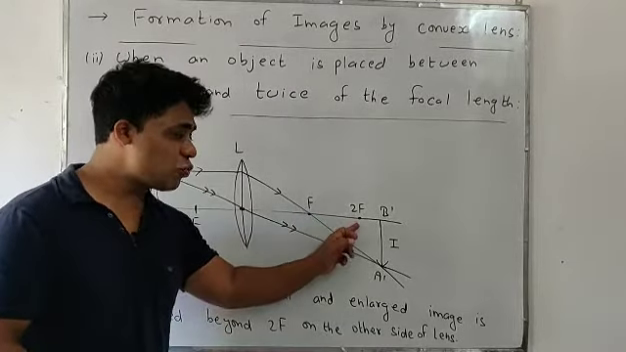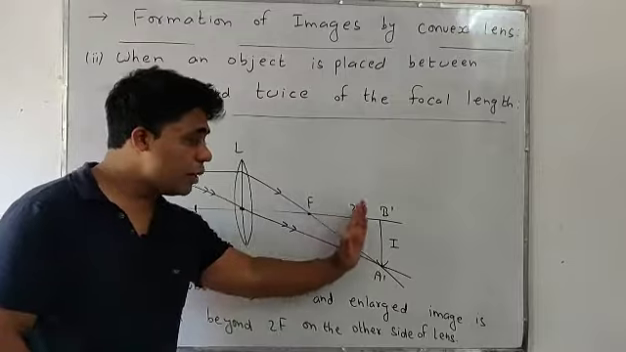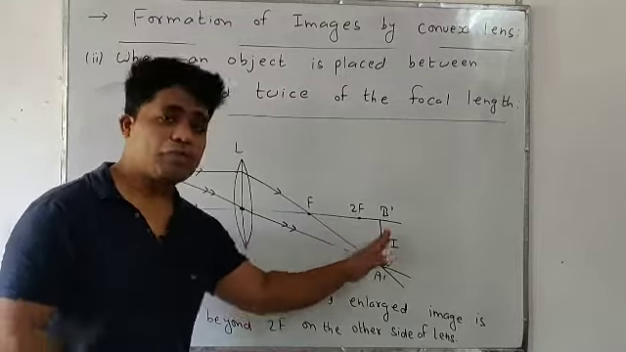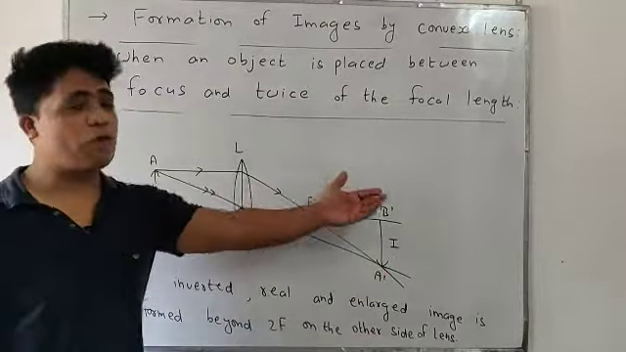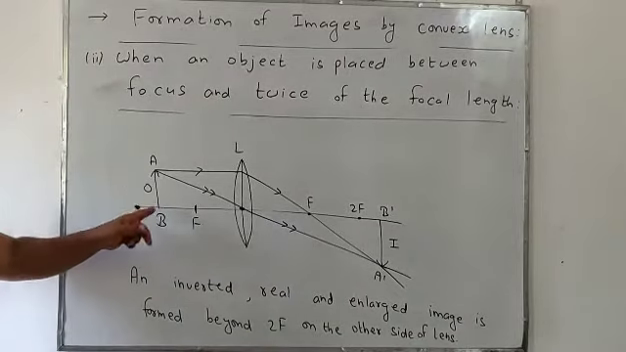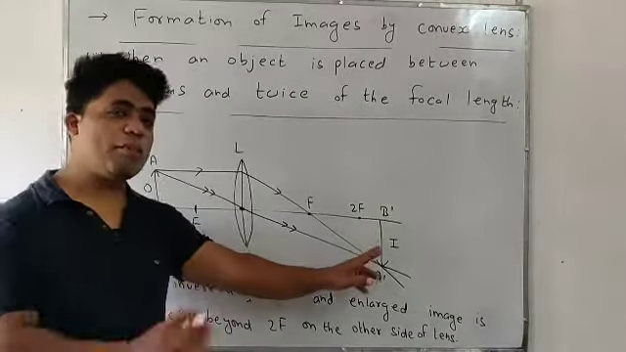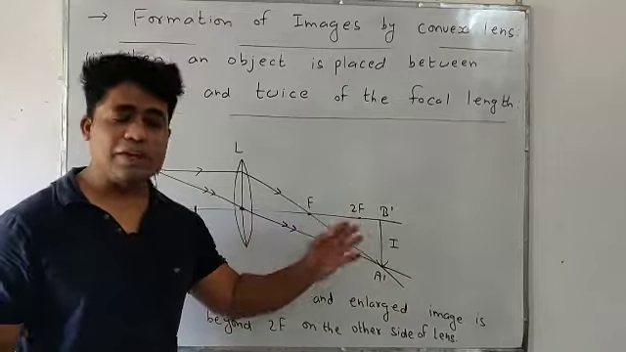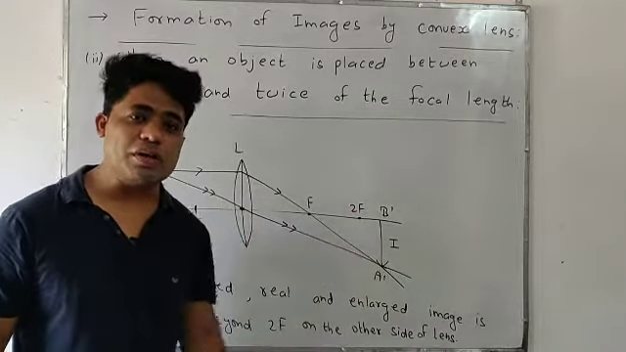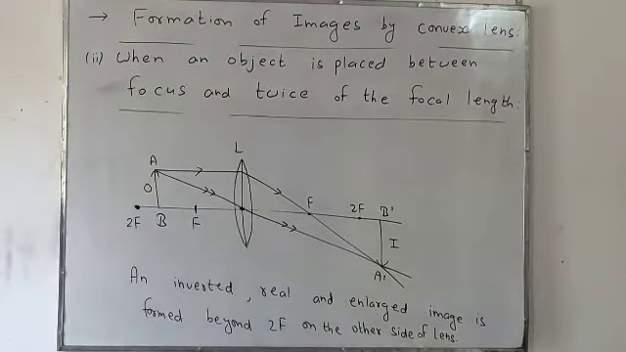This is F, this is 2F. We will get the image beyond 2F, after 2F, on the other side of the lens. When the object is placed between F and 2F, the image will form beyond 2F. It is real, inverted, enlarged, and on the other side of the lens.